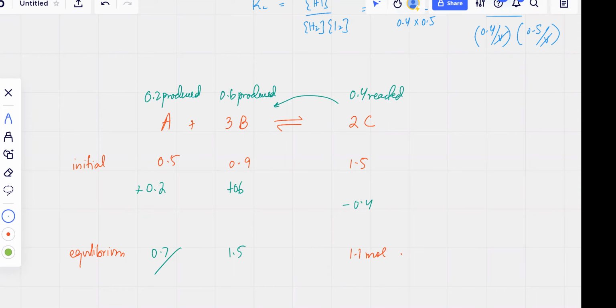And if it's a 1 dm cube container, so this would be moles per dm cube, and it's a 1 dm cube container. Is that clear? Yes, sir.